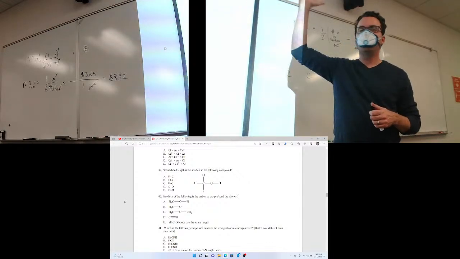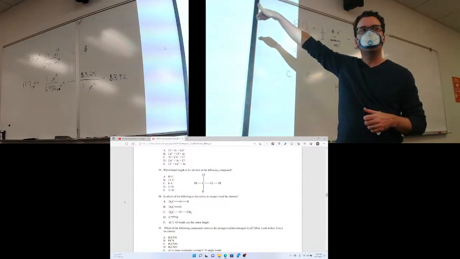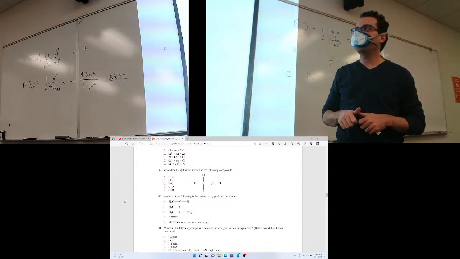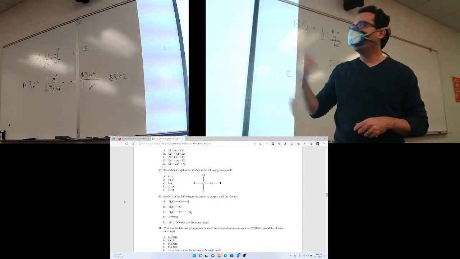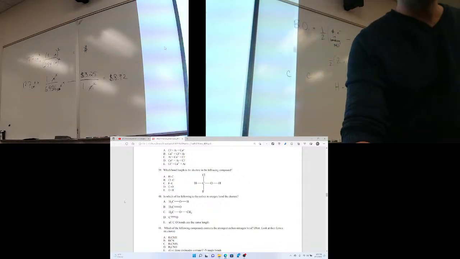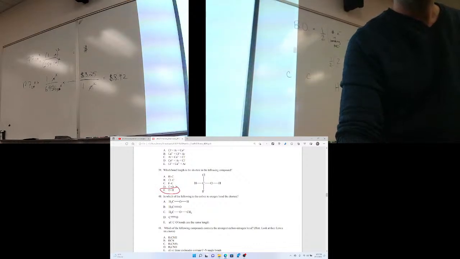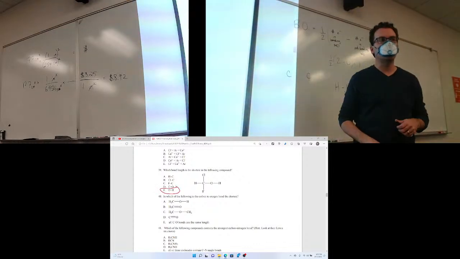Well, you know that on the periodic table, as you go to the right, if you're in the same row, same period, atoms get smaller. Oxygen's smaller than carbon. So the OH bond is going to be the shortest bond because it's made of the smallest atoms.